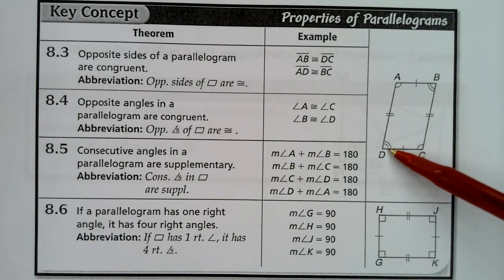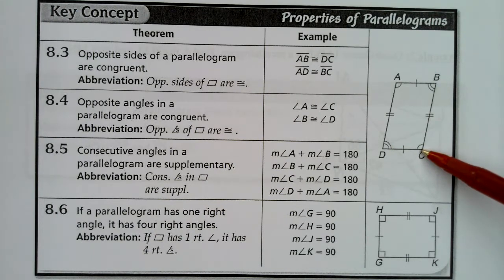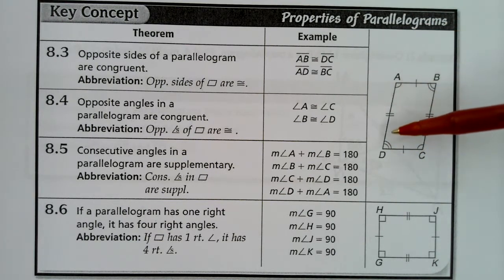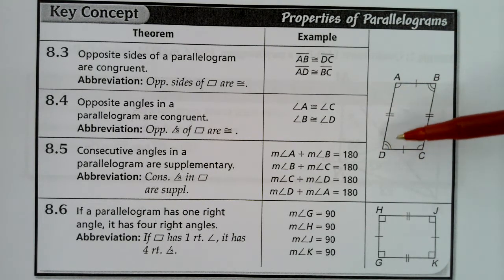C and D are also consecutive. So it means the measure of angle C plus the measure of angle D equals 180. And then angle D and angle A are consecutive. So it means that the measure of angle D plus the measure of angle A equals 180. Okay. And this next theorem, if a parallelogram has one right angle, then it means it has to have four right angles. That should make sense based on the theorems above.